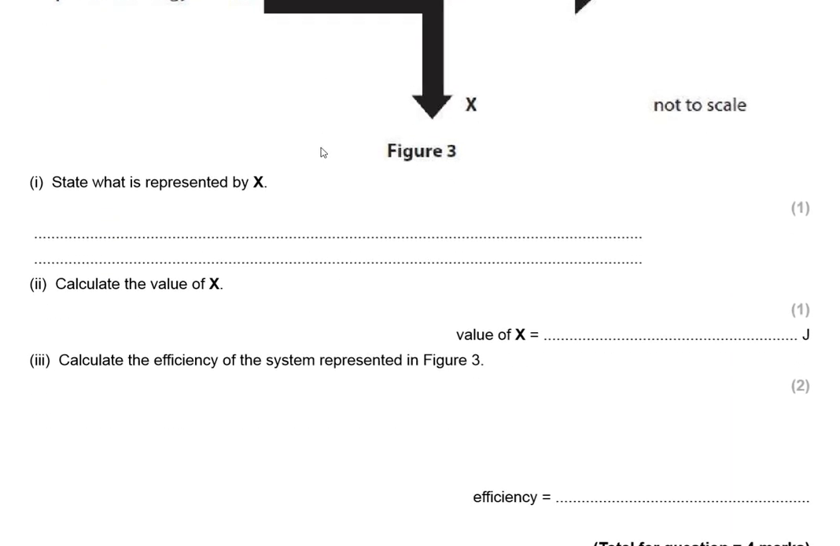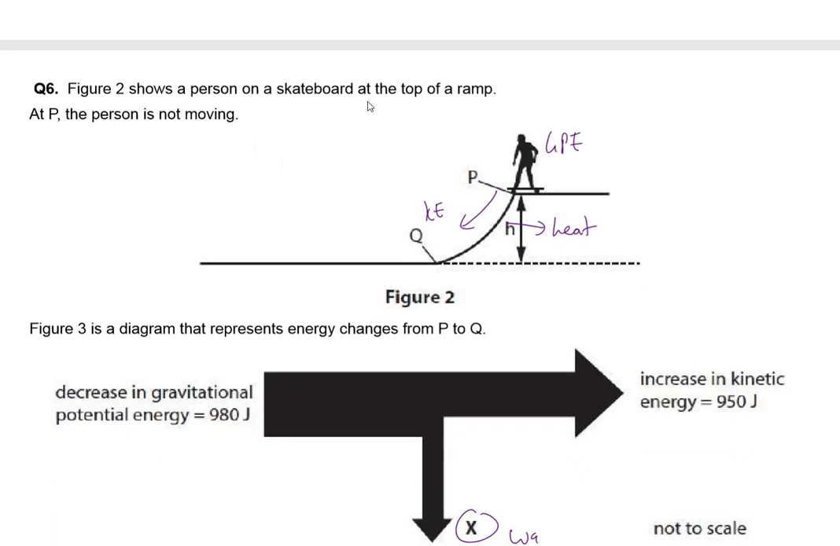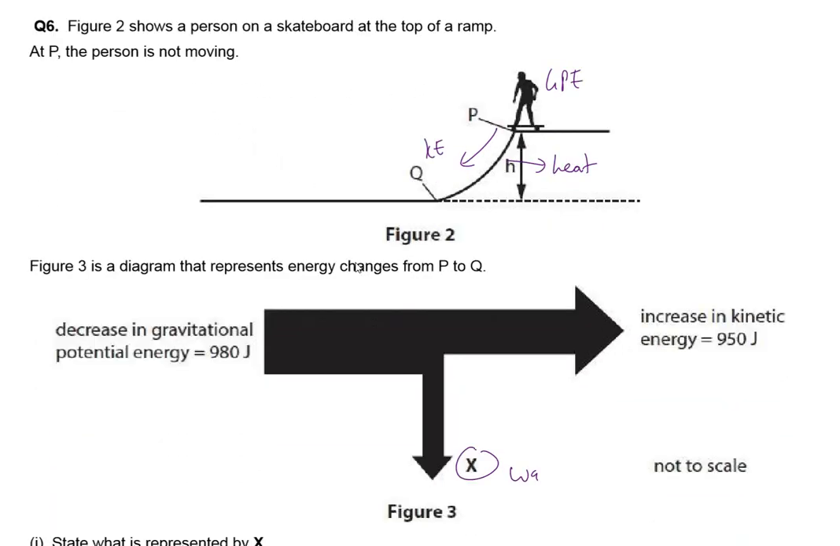Okay, now what does X represent? Now X is the wasted energy. So this is wasted energy, and this will be in the form of thermal / heat. Okay, mainly heat. Sound, a little bit of sound, but mainly heat in this case. Why is it heat? Because it tells us that it goes down the ramp eventually.